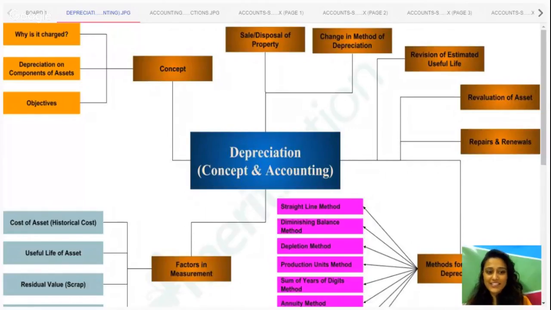Okay guys, so let's start with the class and I hope the first slide, that is the depreciation concept and accounting, is visible to you. Okay, great. All right. So depreciation is a very old concept, and I'm sure all of you are very well versed with it. You exactly know what is the meaning of the useful life of an asset, what is the meaning of residual value, the cost of the asset, what is the concept of historical cost, everything, right?